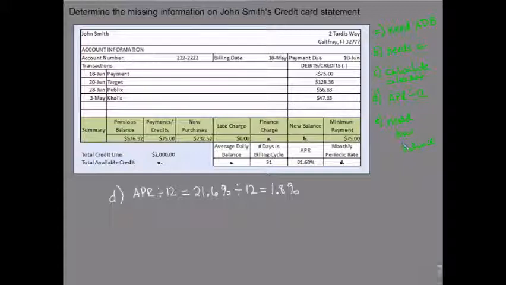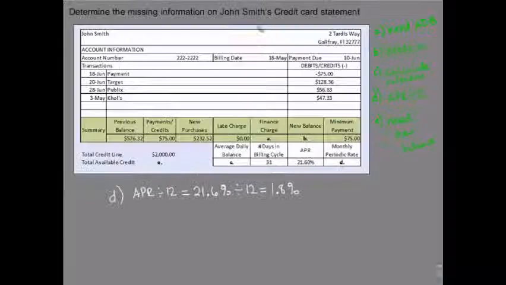So far, okay? So we're going to start with that information. 31 days in the billing cycle means we need to get rid of 4 days. Okay? Our billing date is May 8th. This is that one I did backwards. I typed this one up wrong.